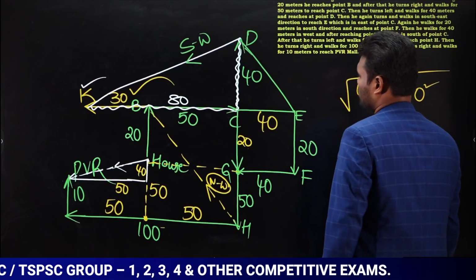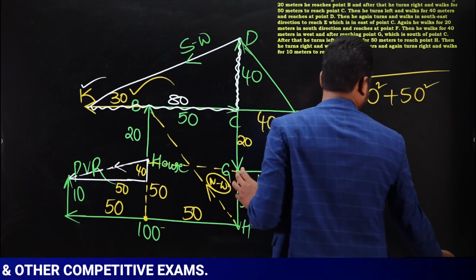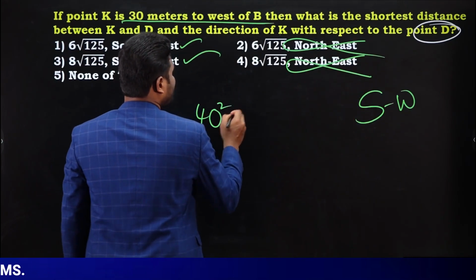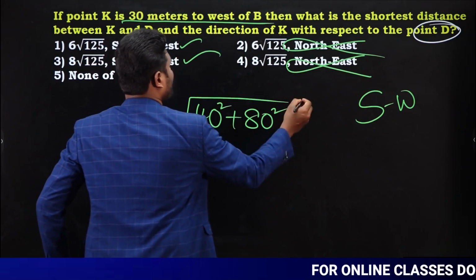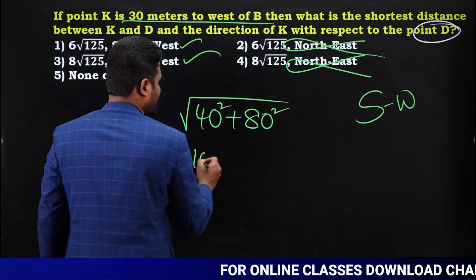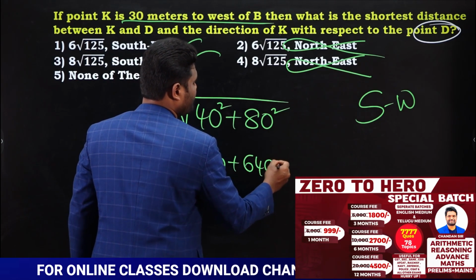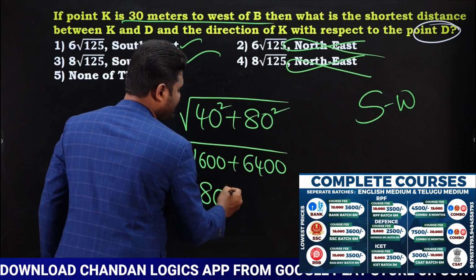Now look here. We need to apply Pythagoras theorem for 40, 80. So if you apply Pythagoras theorem, 40 square plus 80 square. 40 square is nothing but 1600. 80 square is nothing but 6400. When you add both of them, it is going to be 8000.